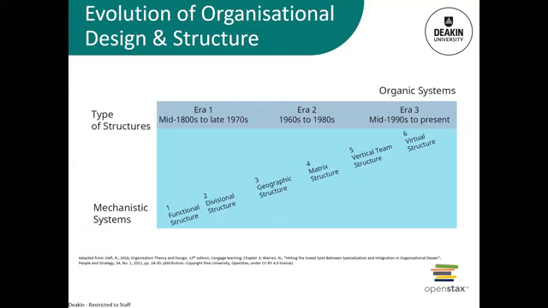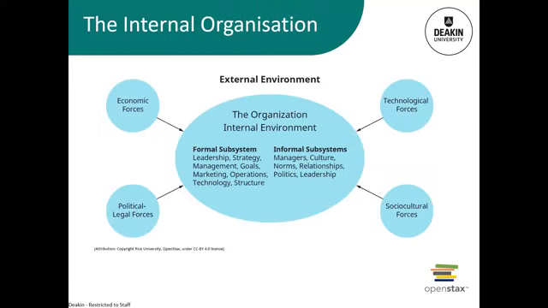So this is just showing that structures within organizations have changed over time, and what's helped with that evolution is the availability of technology, and also being mindful of what organizations are doing and what they're trying to achieve. Now we've been discussing the external environment, and now we'll have a look at the internal environment of the organisation. And this is looking at it in terms of systems.